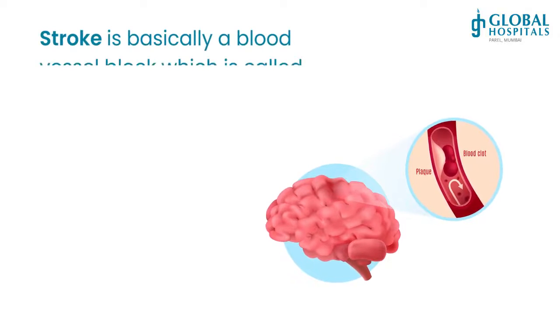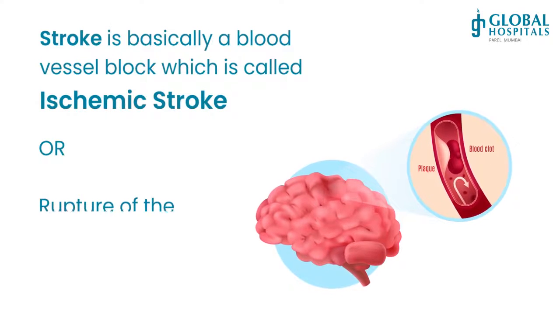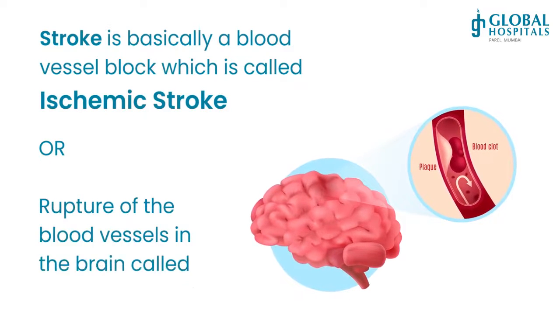Today, let me update you about stroke. Stroke is basically a blood vessel block, which is called an ischemic stroke, or a rupture of the blood vessel in the brain, which is called a hemorrhagic stroke. You must be able to recognize this problem immediately so as to help the patient.